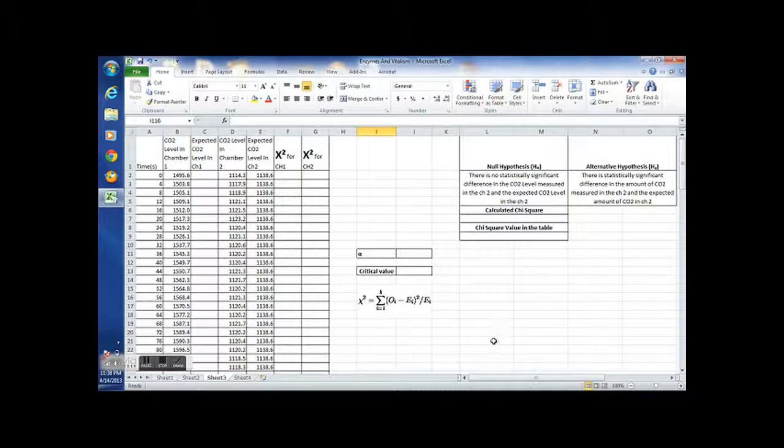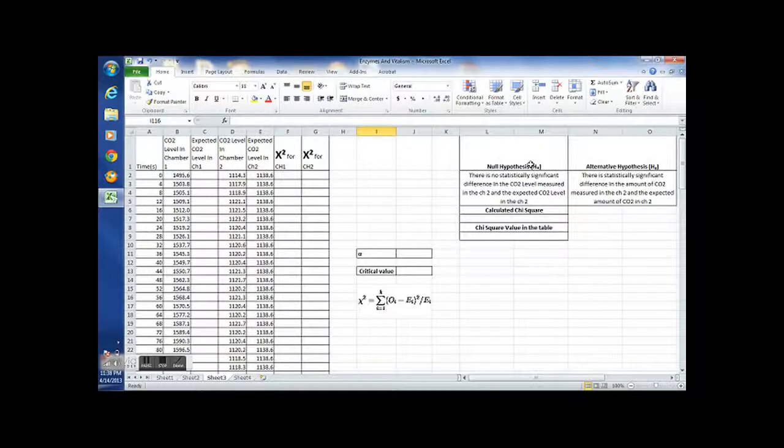Now I will need a critical value so that I can compare my chi-square value to it. Accordingly, I will accept the null hypothesis or reject the null hypothesis. If the chi-square value is higher than the critical value, then I will reject the null hypothesis. If it is smaller than the critical value, I will accept the null hypothesis.